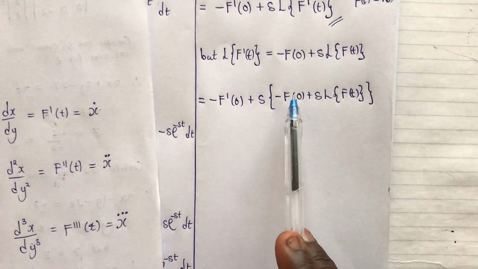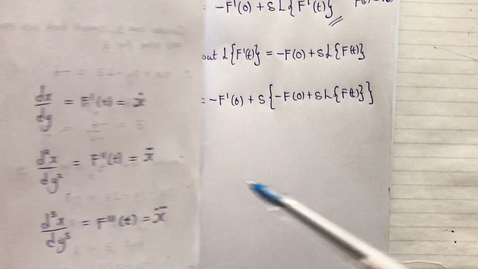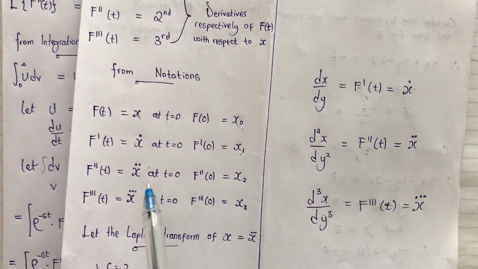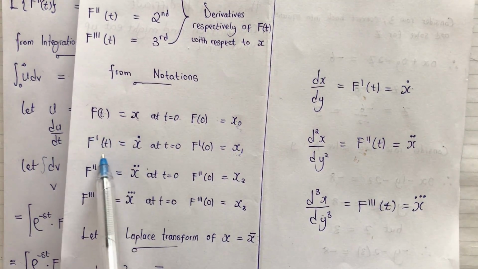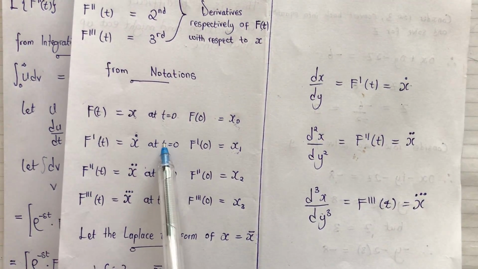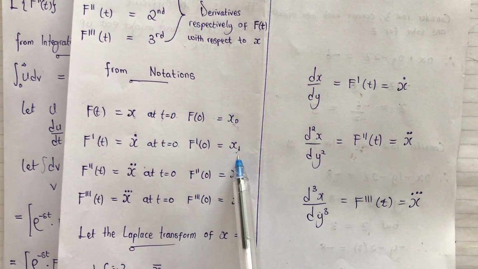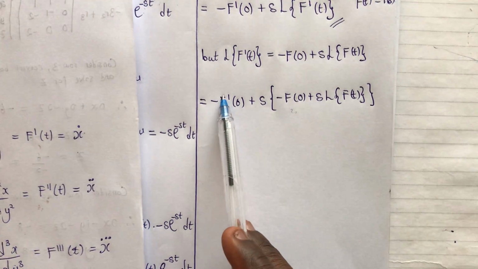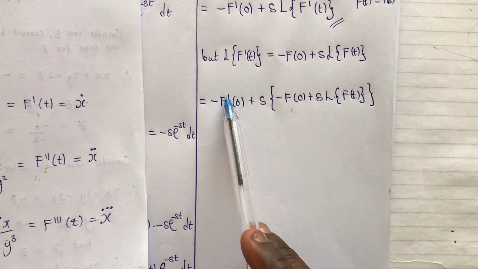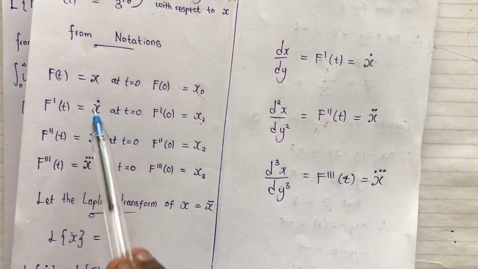Now, look at here very carefully. What do we have here? F of 0. It is the same as what? x0. So you can represent this side by what? x0. Then let's move on to the next one. If it is a first derivative function, f bar of t is the same as x dot. At t equal to 0, we have f bar of 0, which is the same as x1. Now come back and look here. What do we have here? Negative f1 of 0. Forget about this negative. We can represent f1 of 0 with this result, x1, because they are the same.